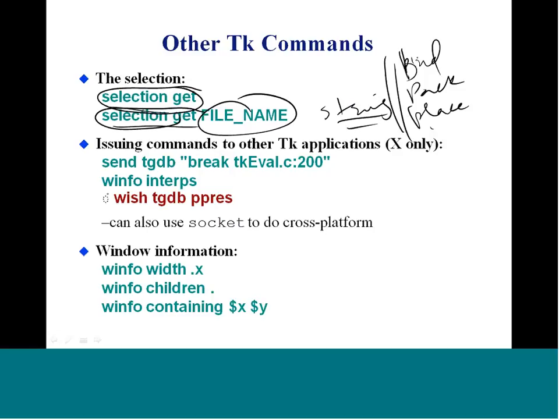The other way to do it is selection clear, which clears whatever was selected before, like a specified selection. There is a selection handle, which is essentially to define a command as the handler for the selection request, so the selection values are then passed into that particular command. Then there is the selection own command, which gives the path name of the window that owns that particular selection.